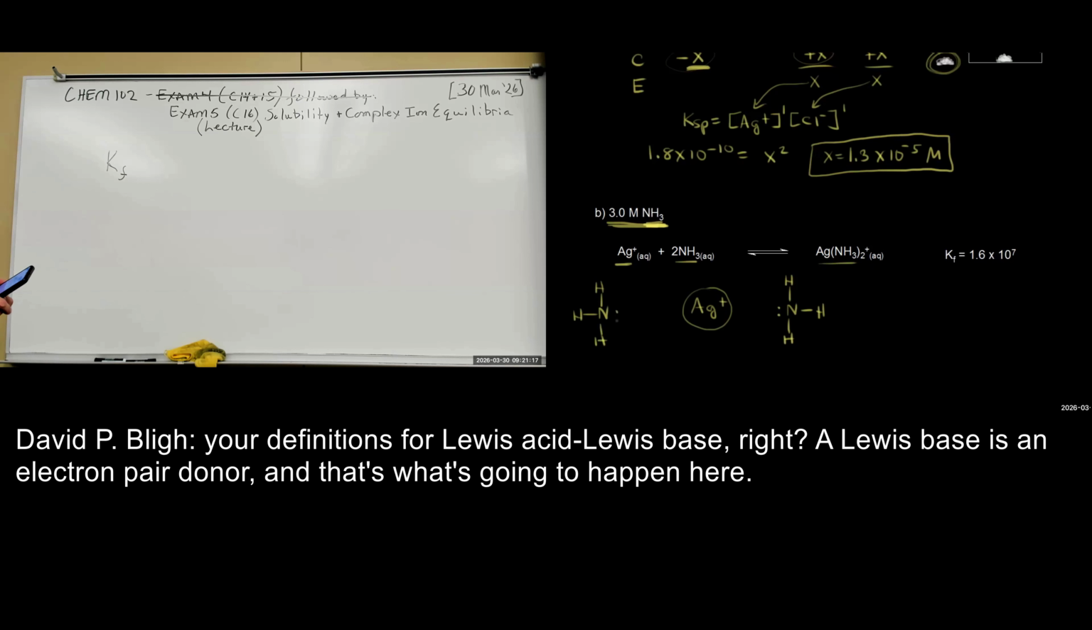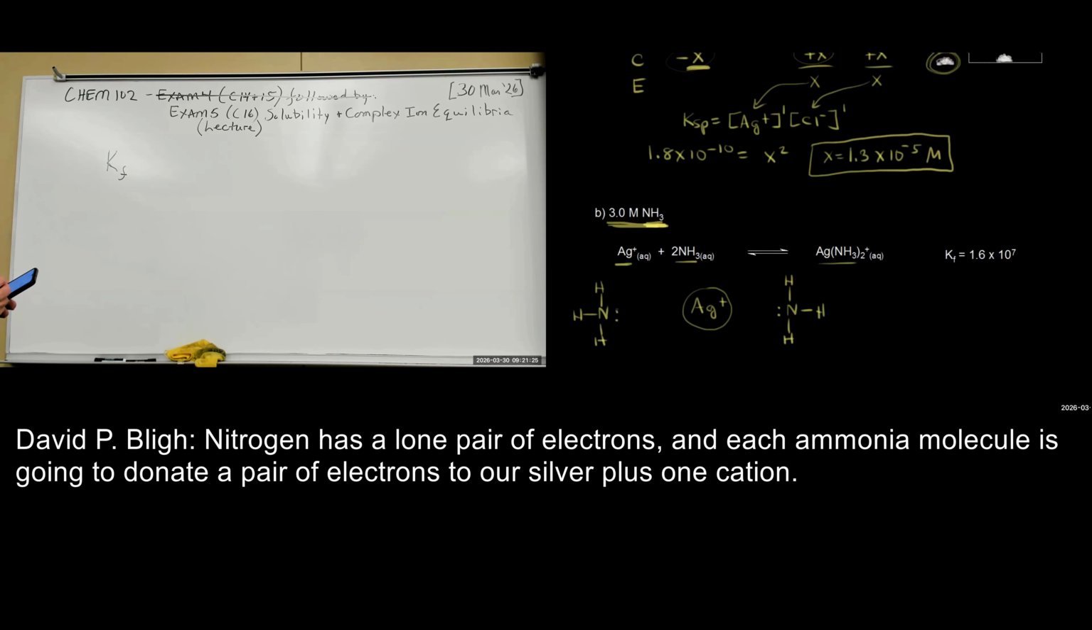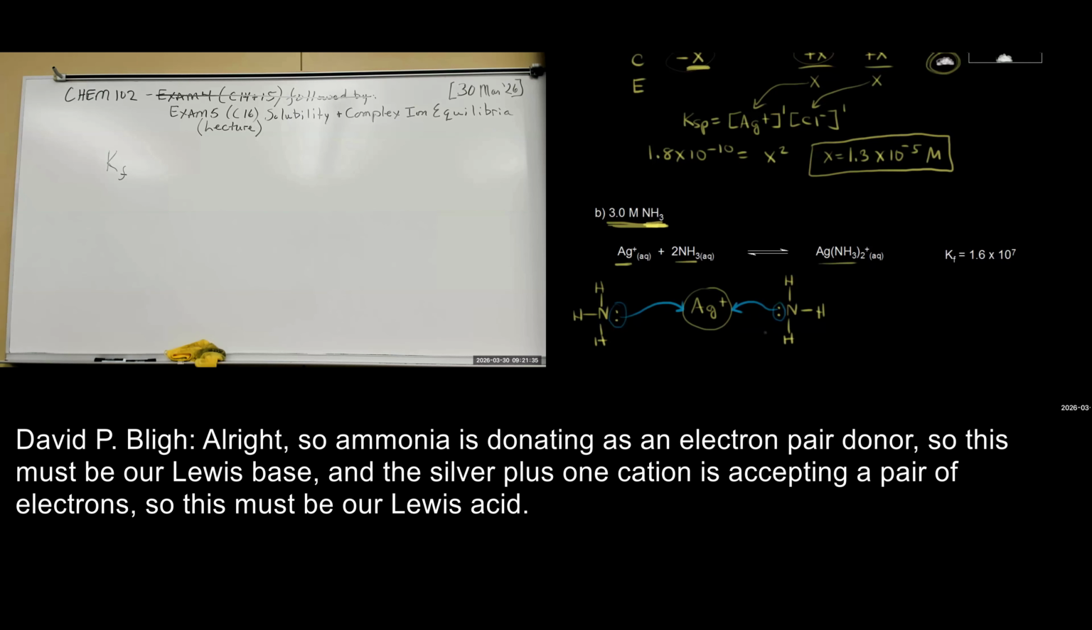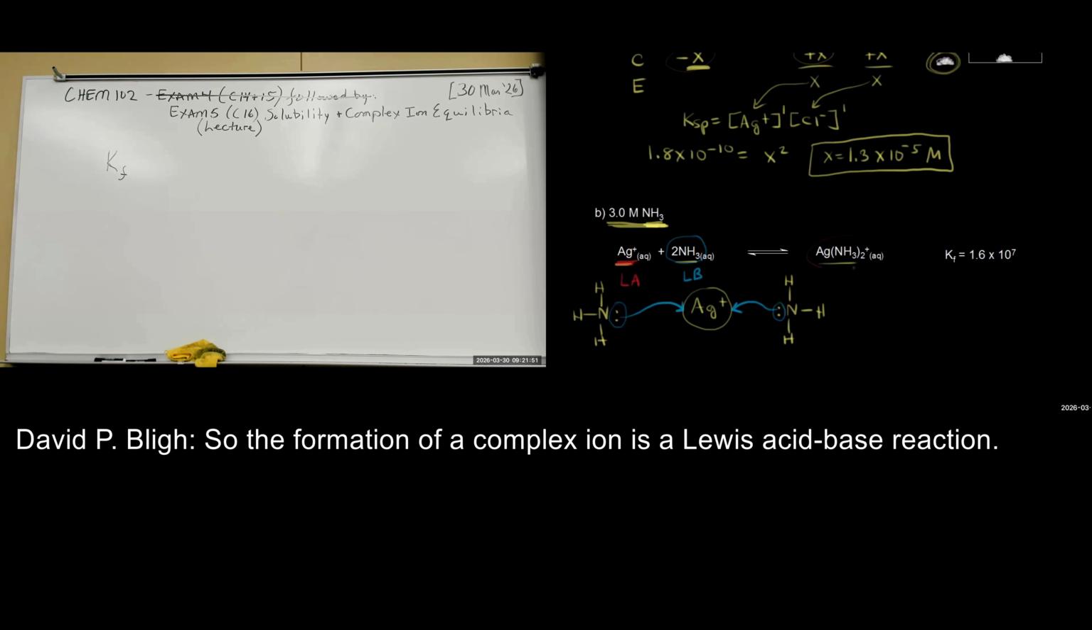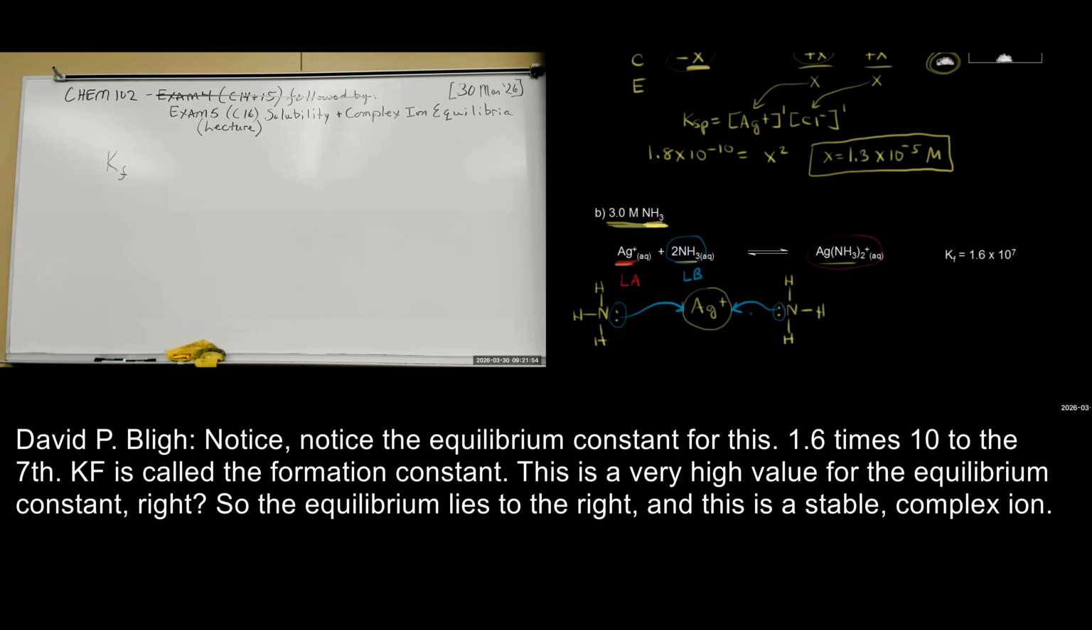Remember your definitions for Lewis acid, Lewis base, right? A Lewis base is an electron pair donor. And that's what's going to happen here. The nitrogen has a lone pair of electrons, and each ammonia molecule is going to donate a pair of electrons to our silver plus 1 cation. Right, so ammonia is donating as an electron pair donor, so this must be our Lewis base. And the silver plus 1 cation is accepting a pair of electrons, so this must be our Lewis acid. So the formation of a complex ion is a Lewis acid-base reaction.